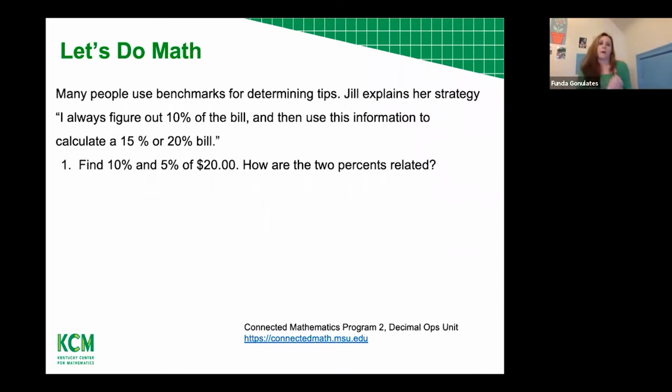Okay, now I want you to think about this math question. Many people use benchmark numbers for determining tips. And Jill explains her strategy. She says, "I figure out 10% and then I use this information to calculate 15% and 20%." Now, think about how we can use 10% to figure out 15% and 20%.